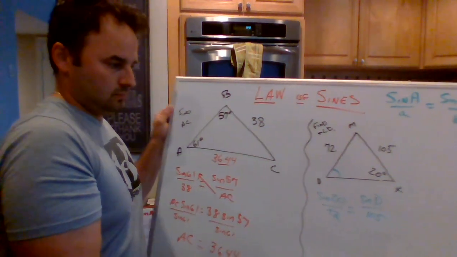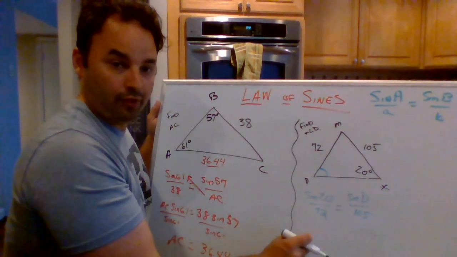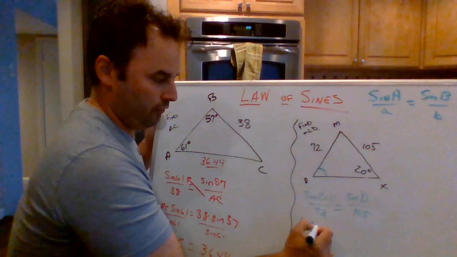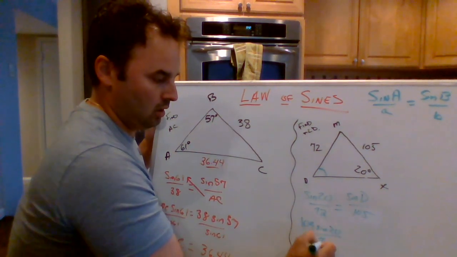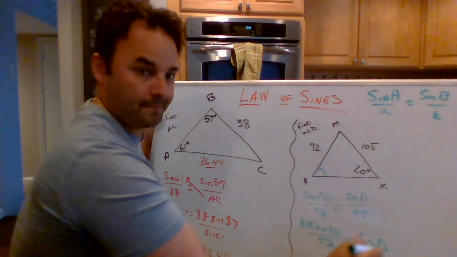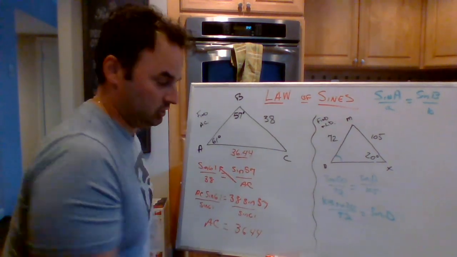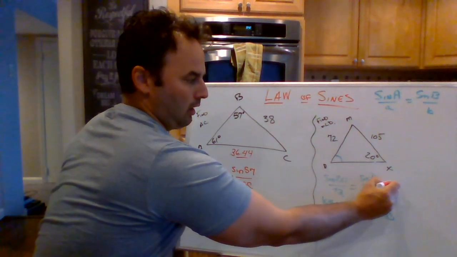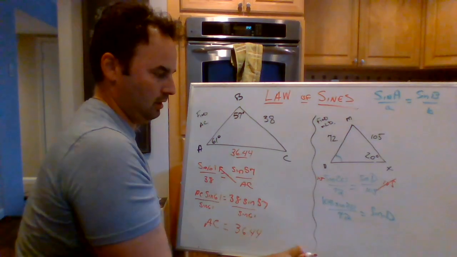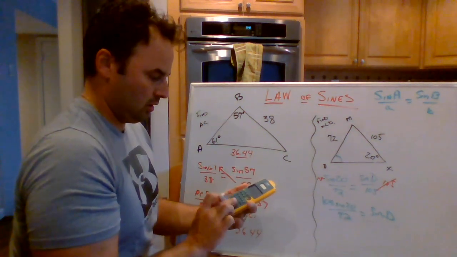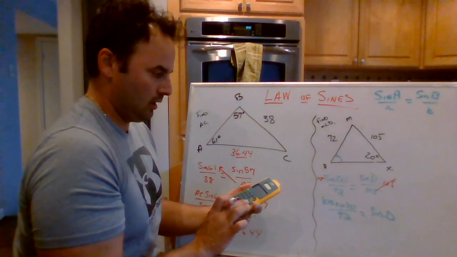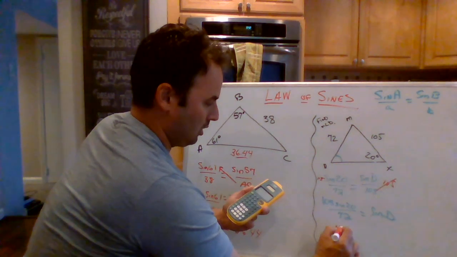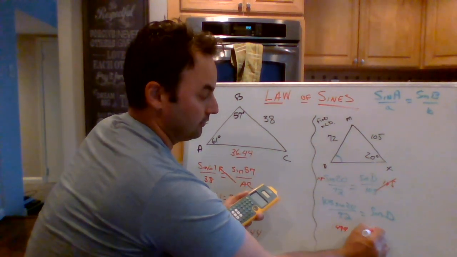All right. So now I only have to multiply by the 105. I want to keep this D here. So I'm going to have 105 sine of 20 over 72 is the sine of D. I'm going to change to red. I think it's better to see. All right. So I just multiplied here by the 105 to get rid of that. So I'm going to do 105 times the sine of 20. I'm going to divide that by 72. And that is approximately 0.499 is the sine of D.